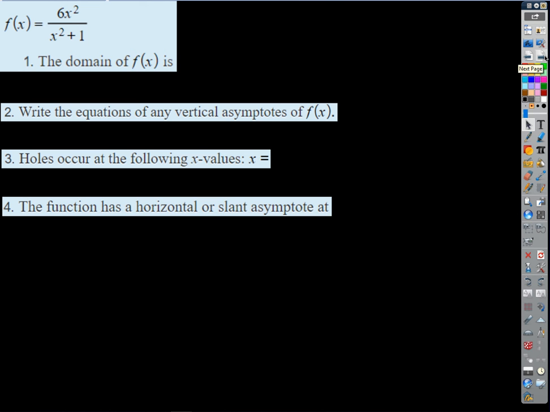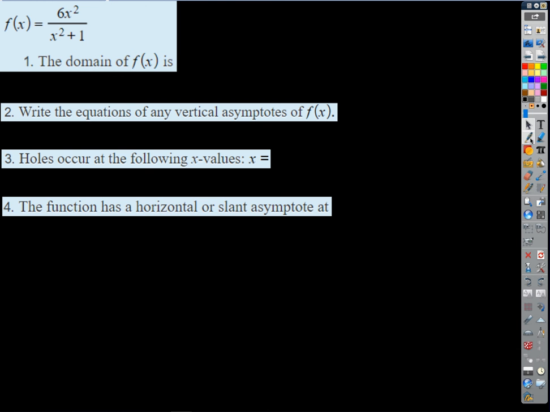Yeah. So you don't even really have to graph this thing, you just have to know this stuff. You have to know what the domain is, what are the equations of the vertical asymptotes, where do the holes occur, and does it have any horizontal or slant asymptotes, and what are they? So we don't really have to sketch the whole thing, we just need to know, what's the domain? Are there any values that x cannot be?